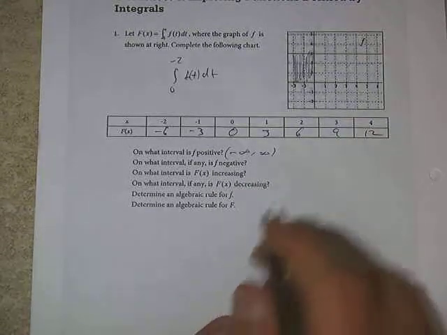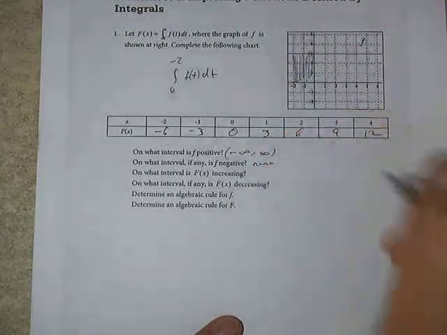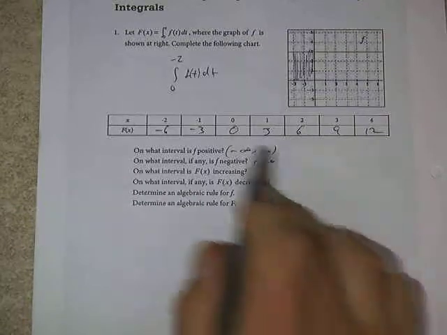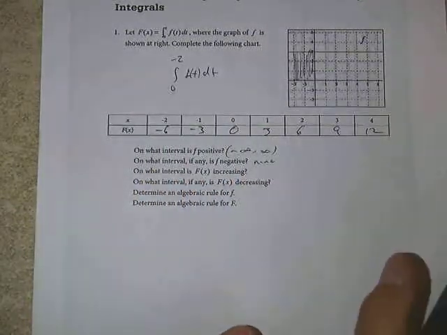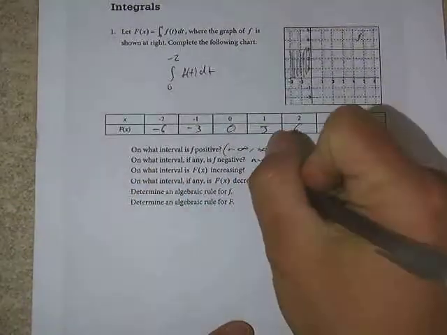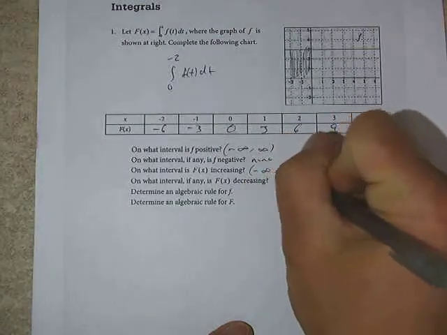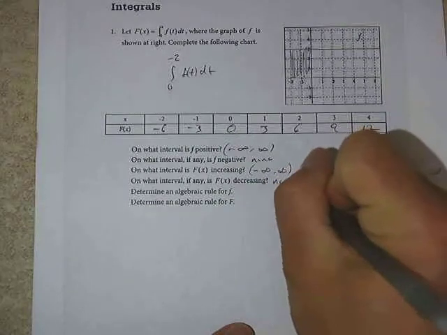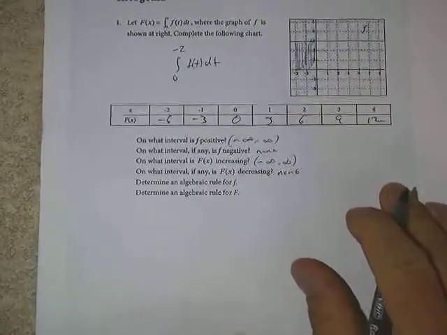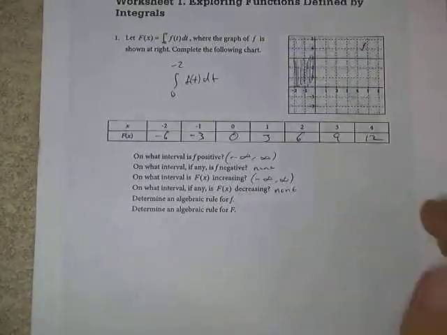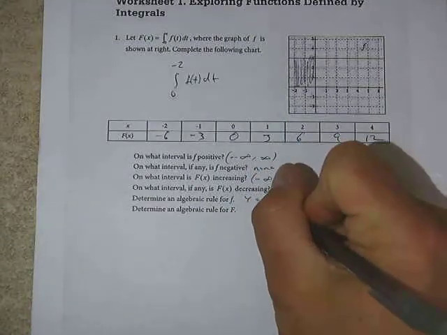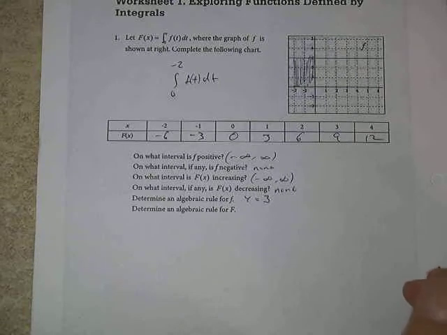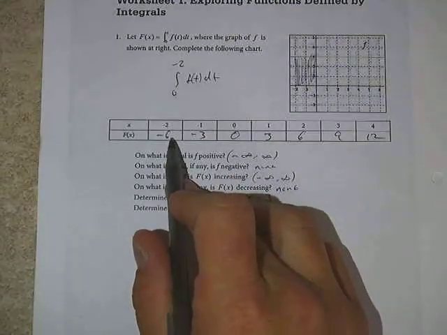Okay. On what intervals, if any, is f negative? So ultimately, that would be none. What intervals is big F increasing? Well, if we look at the values of big F, what's going on with big F? When is it increasing? Always. Decreasing? Never. Determine an algebraic rule for little f. We know that that's y equals what? 3. And an algebraic rule for big F.